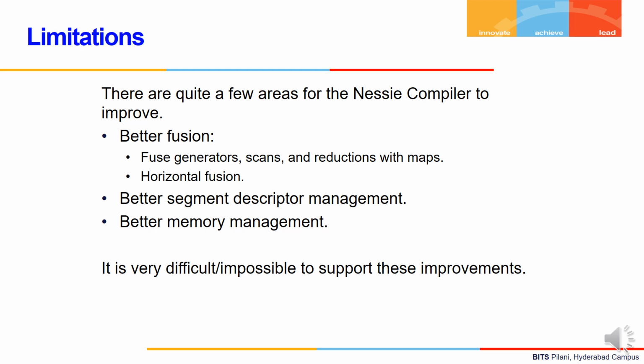The Nessie compiler has been a breakthrough for parallel programming in modern GPUs. However, there are quite a few areas for the Nessie compiler to improve. Fusion, segment descriptor management, and memory management are major limitations for the Nessie compiler. However, it is very difficult or slightly impossible to support these improvements.